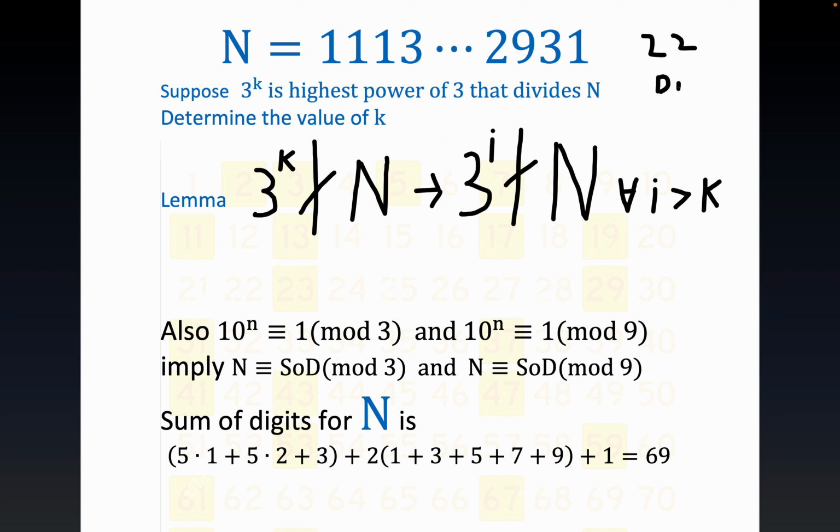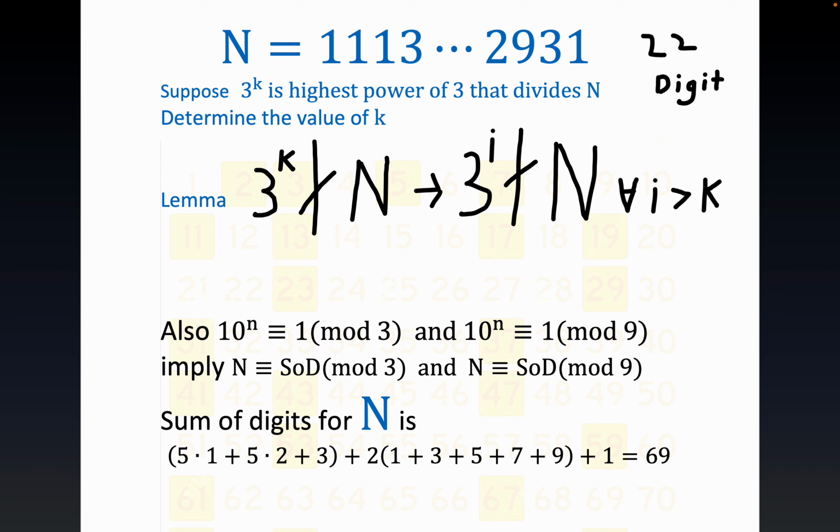And you may be asking, well, why don't you just divide by powers of 3 manually? And you could, I guess, but that's not the best approach. I think we all agree on that. So this is a 22-digit number.